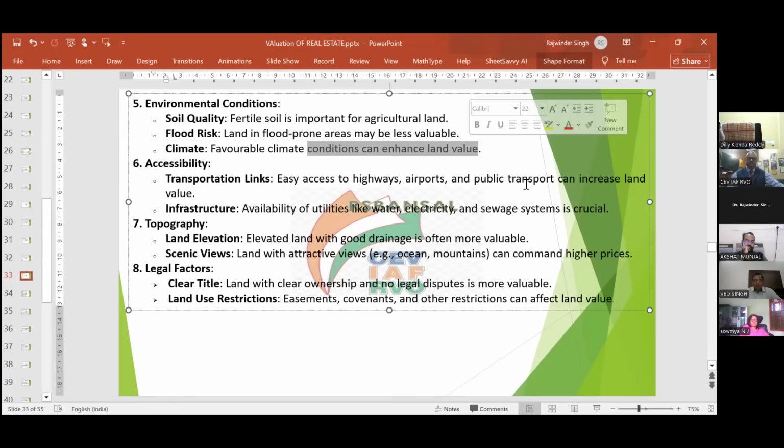Then topography of the area. Topography of the area means elevated lands with good drainage will have higher value than the land which requires earth filling and which does not have proper drainage. And the land with attractive views, for example, sea facing or ocean, mountain facing, they can command higher prices.